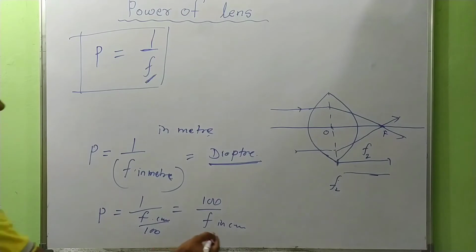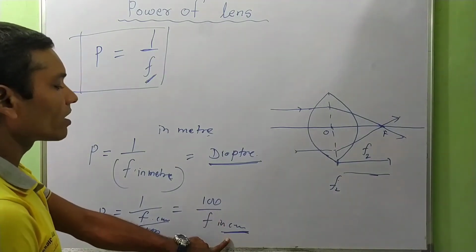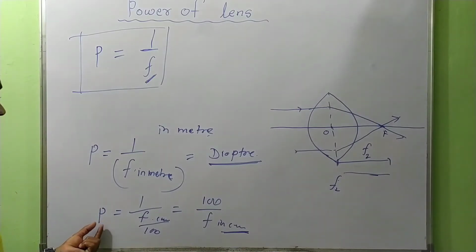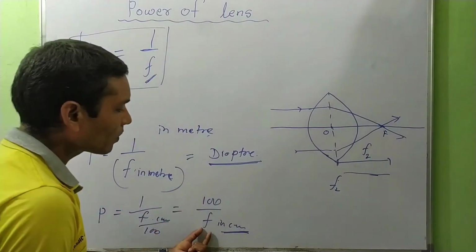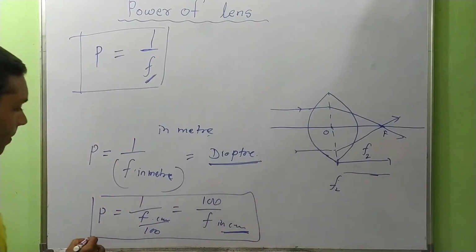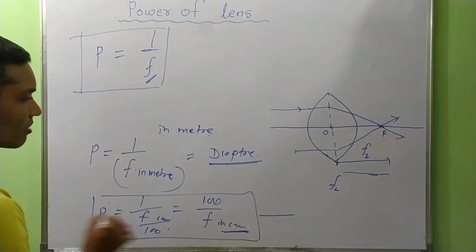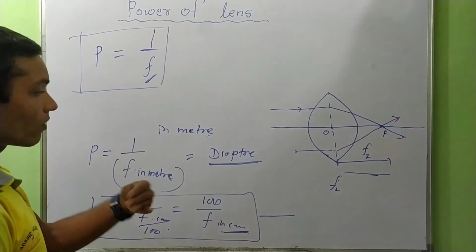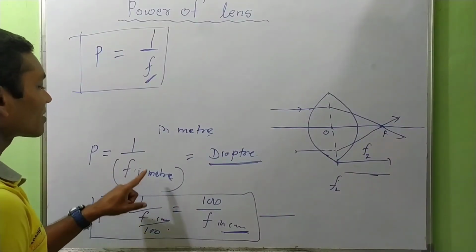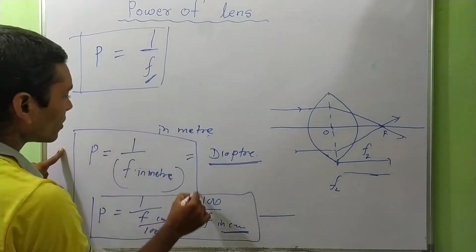So if the focal length of lens is measured in centimeter, then the power of lens will be P equals 100 upon F. This is the numerical value of the power of lens if focal length is in centimeter, and if the focal length of lens is in meter, then the power of lens will be this.